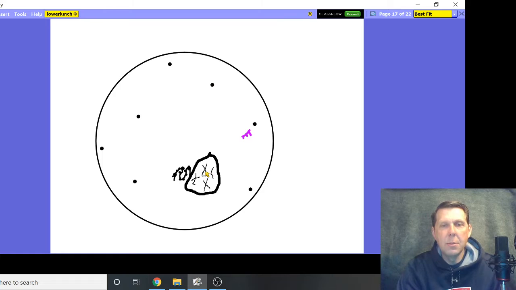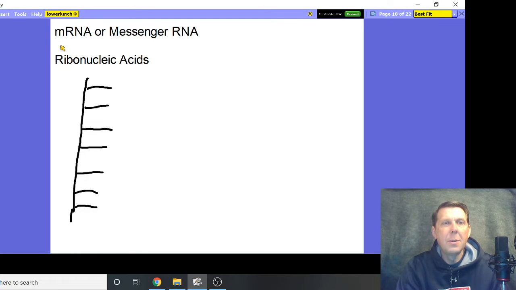That message comes from the nucleus. And so how does it get from there to there? That's what we talked about yesterday, so let's go through that quickly. First of all, that message is going to be sent on mRNA, or messenger RNA. It's very similar to DNA, but it's not deoxyribonucleic acid. It's a ribonucleic acid. And there are some differences.